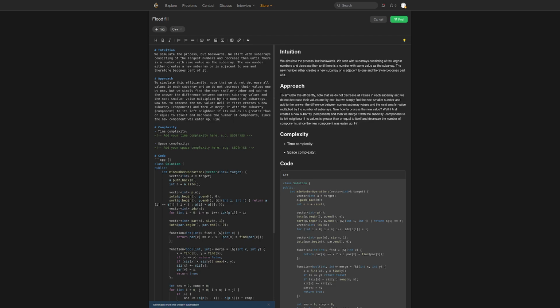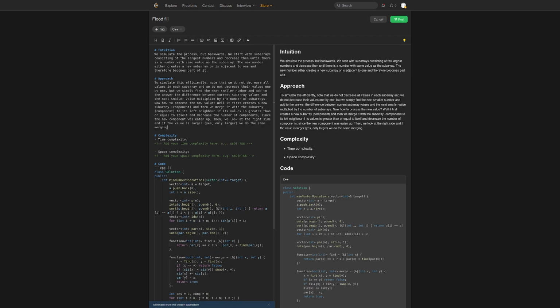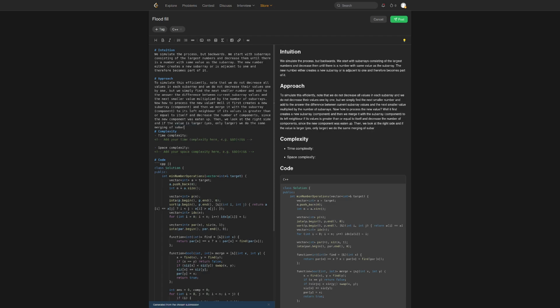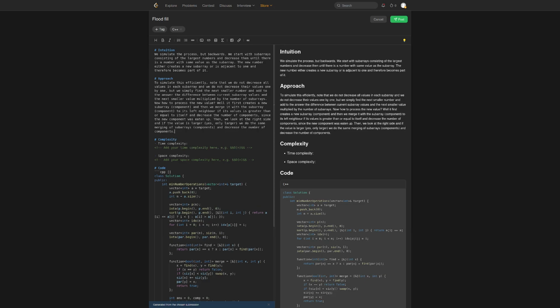Finally, then we look at the right side, and if the value is larger, yes, only larger, we do the same merging of subarray components and decrease the number of components.